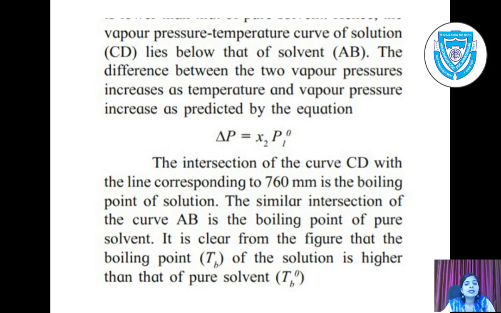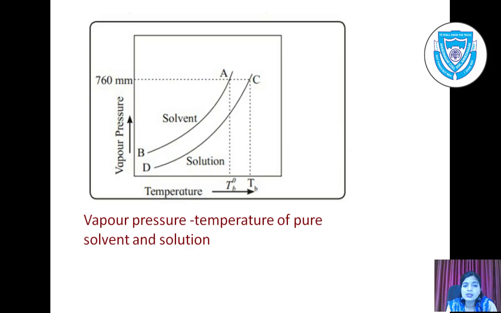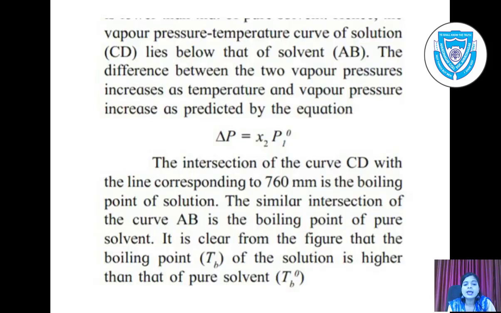We have already seen this, delta P is equal to x2 into P01. Now the intersection of these two curves, we have seen this as corresponding line of 670 mm Hg on the vapor pressure curve, that is on the y-axis. So both the intersections we have seen on the y-axis and on the x-axis, and hence it is clear from this figure that the boiling point is increased, or there is elevation in boiling point.